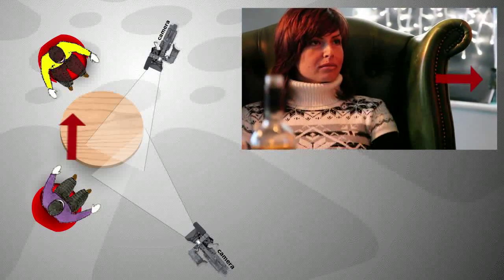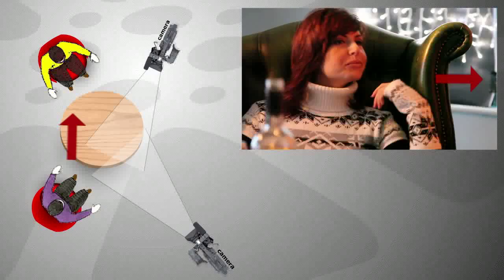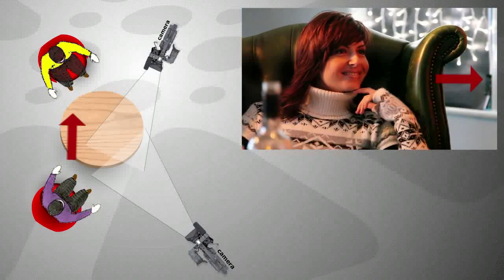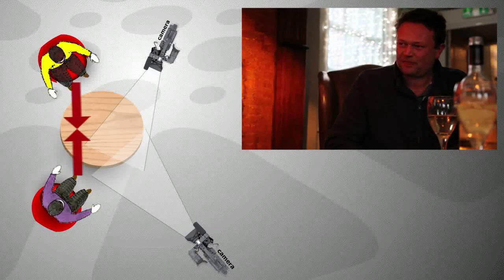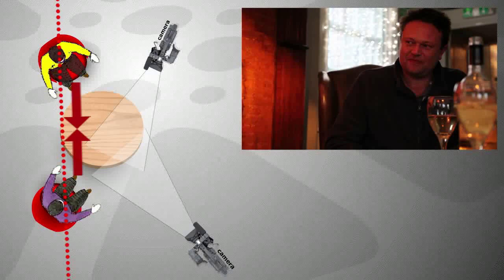The female actress is looking camera right through her looking space, and the male actor is looking camera left through his looking space. In this way, we've got a clear connection between two subjects, a line that can be drawn between those two characters, and that line is known as the 180-degree line.